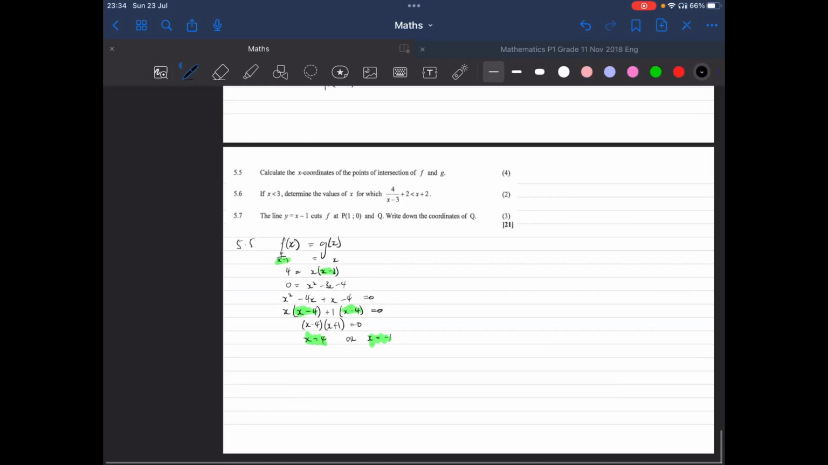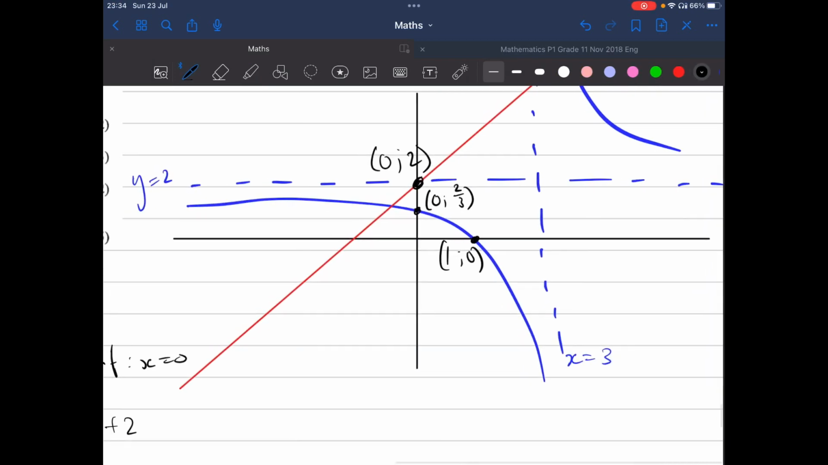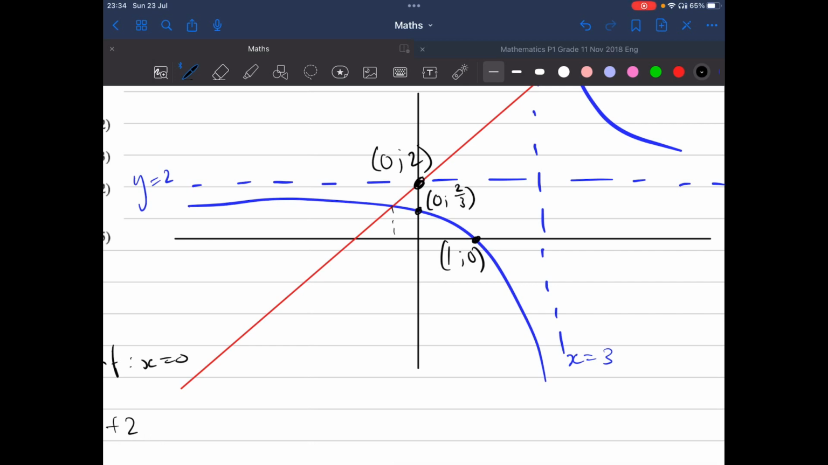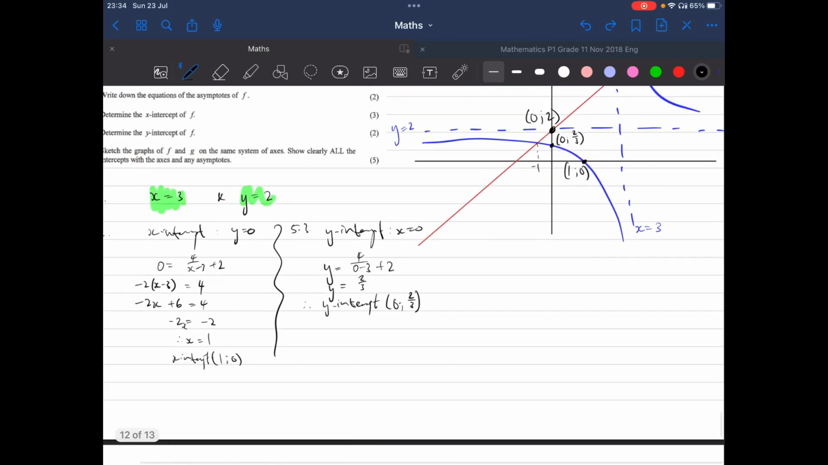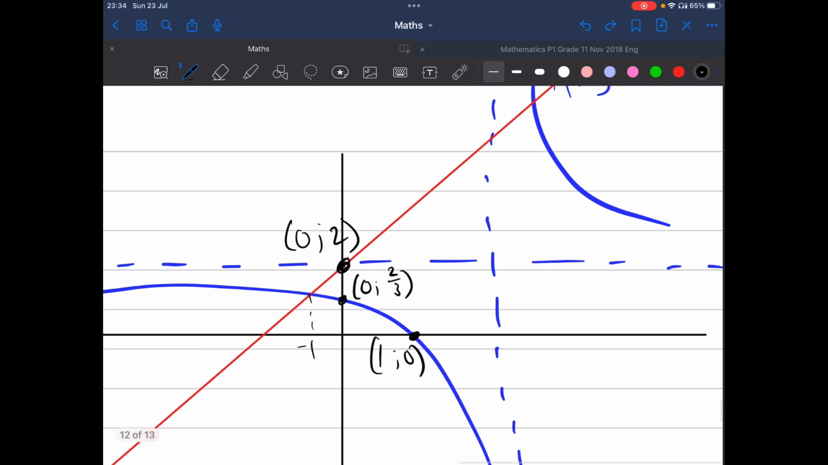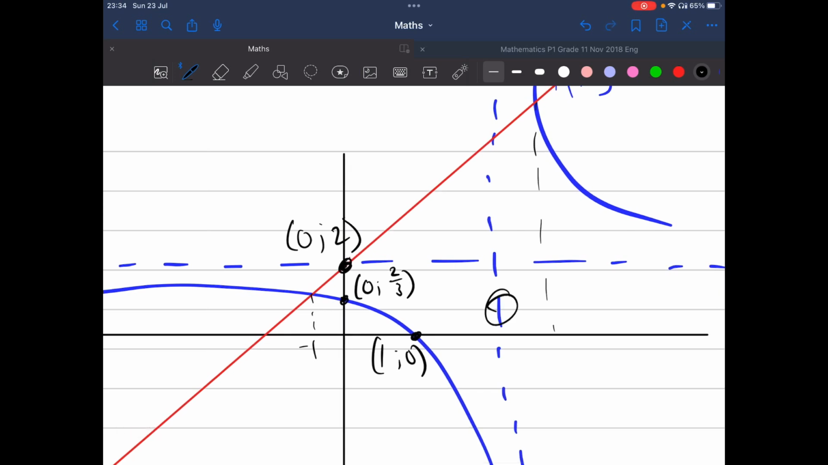Now let's go back to our graph and see if that makes sense. Here x equals minus 1. That makes sense, it's before the y-axis. And x equals 4. That makes sense for here, because remember, this line is minus 3. Oh, sorry, this line is 3. So this makes sense if that's 4. It's after that. Okay, cool.